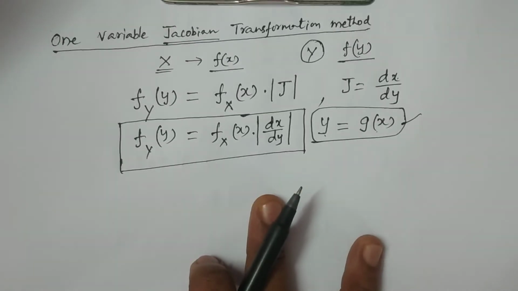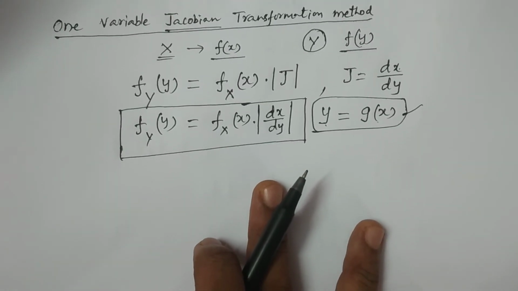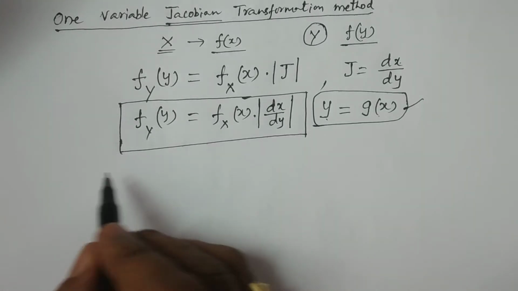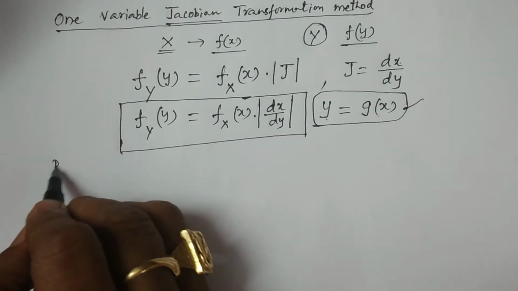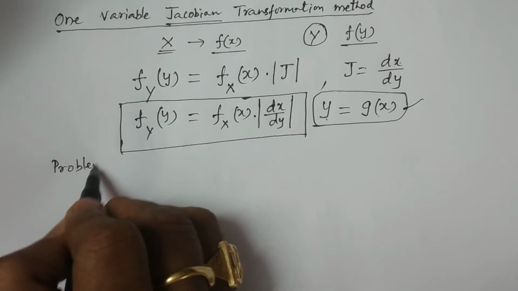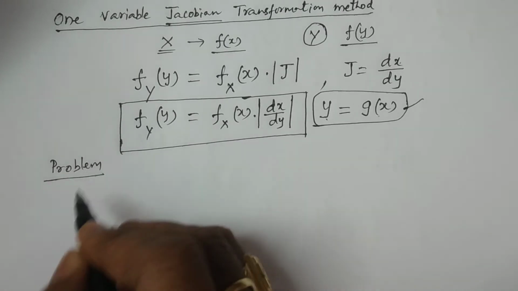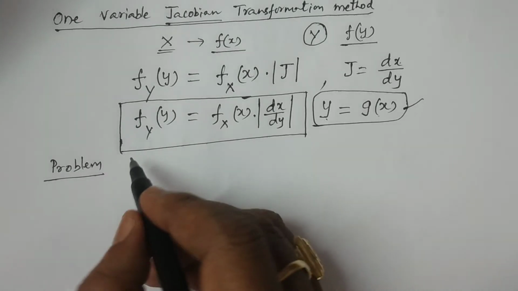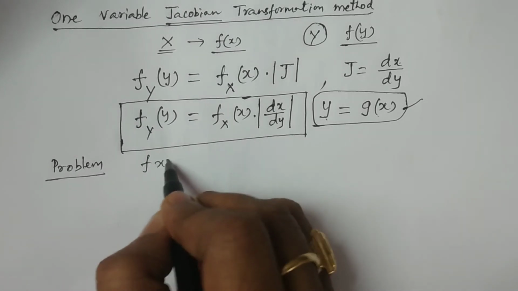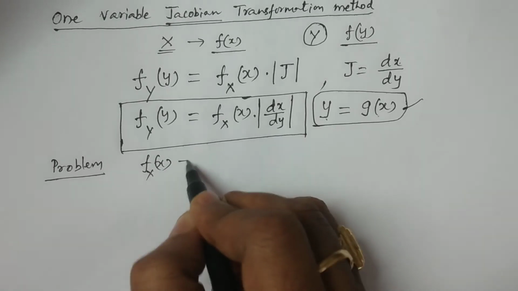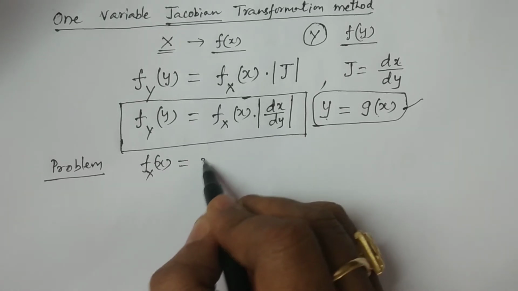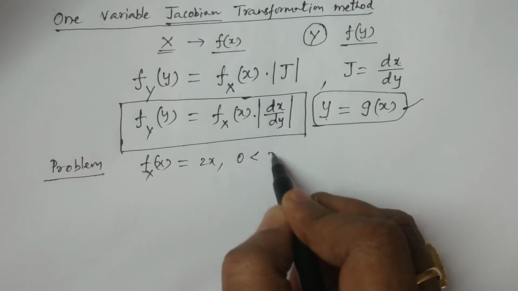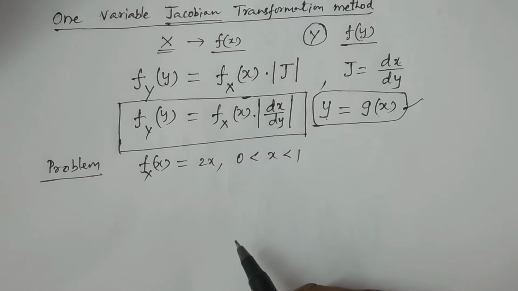Why is it called the transformation method? I'll explain through a problem, so that you can easily understand. For example, fx of x is equal to 2x, where x takes values between 0 and 1.